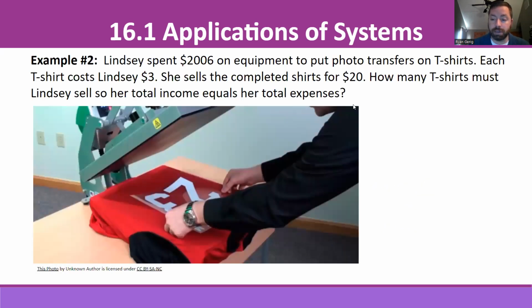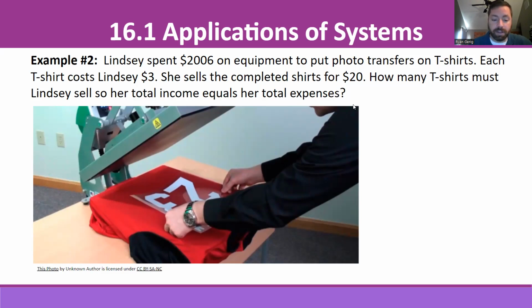A little more challenging problem. Lindsay spent $2,006 on equipment to put photo transfers on t-shirts. Each t-shirt costs Lindsay $3. So the basic plain t-shirt without anything on it costs $3. She sells the completed t-shirts after she's put the photo transfer on it for $20. How many t-shirts must Lindsay sell so her total income equals her total expenses?